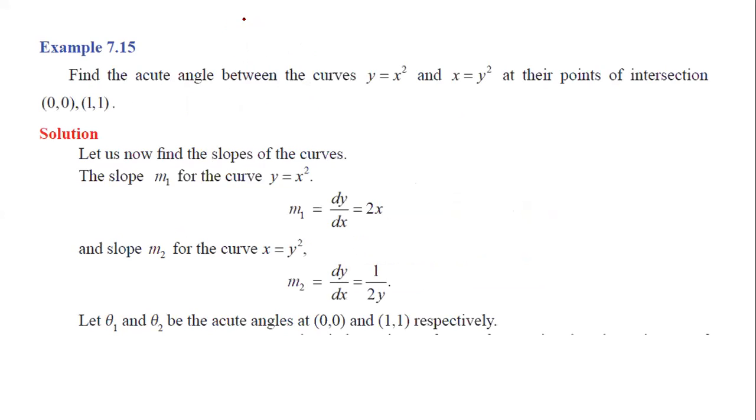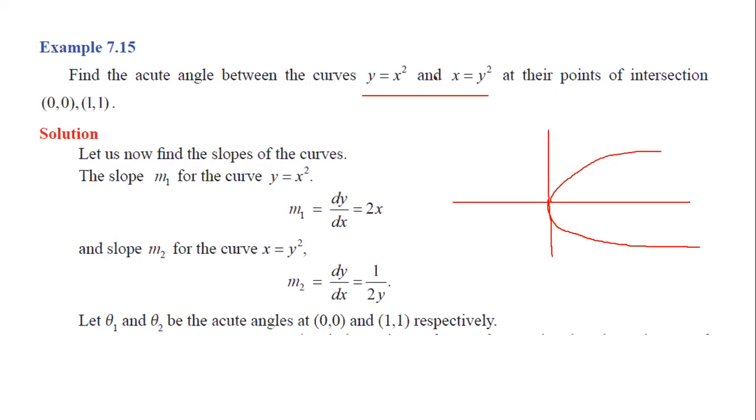For the second problem, find the acute angle between y equal to x square and x equal to y square at their points of intersection, 0, 0 and 1, 1. How do they get 0, 0 and 1, 1? This is y square equal to x. Then what is y equal to x square? Y equal to x square is this one. If you substitute the value in this equation, we will get this point as 0, 0.